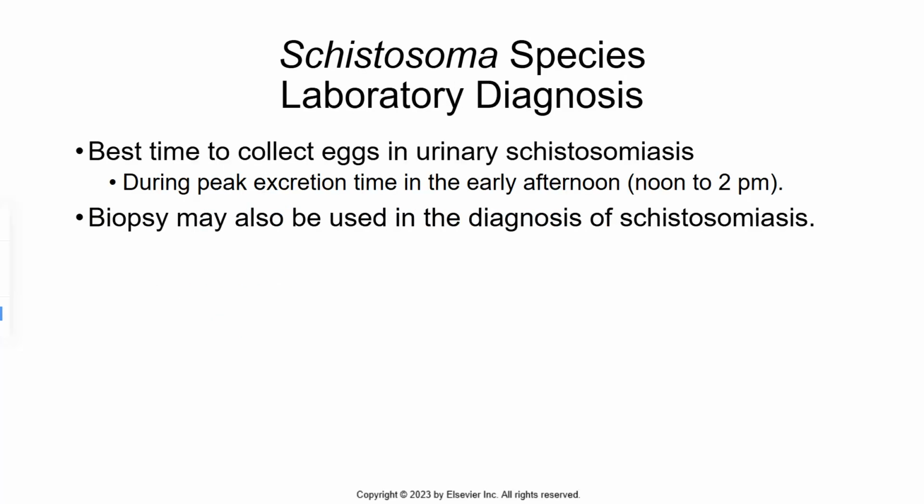Best time to collect eggs in urinary schistosomiasis is during peak excretion time in the early afternoon, noon to 2 p.m. Biopsy may also be used in the diagnosis of schistosomiasis.